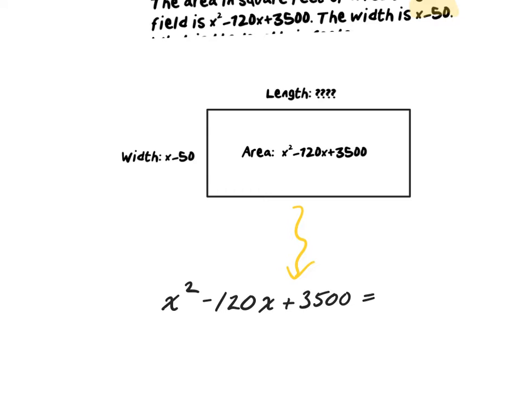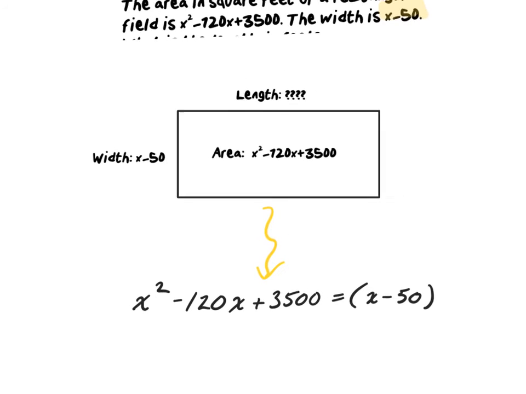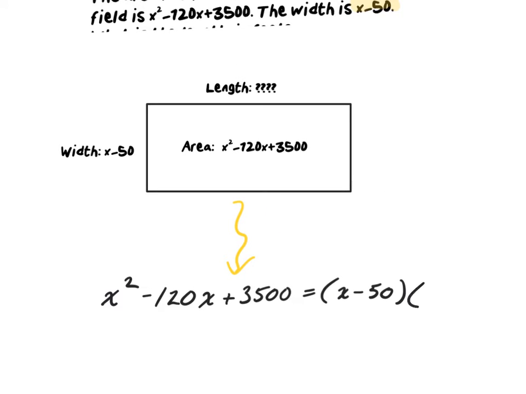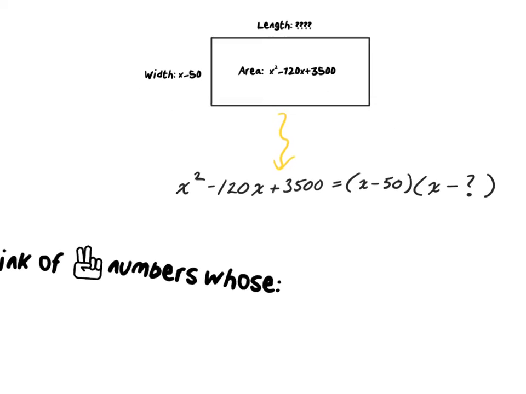So if we think about it, x minus 50 is a factor of the area. So if we were to break this into two factors, we already have one of them. We just have to fill in the spot for the other.